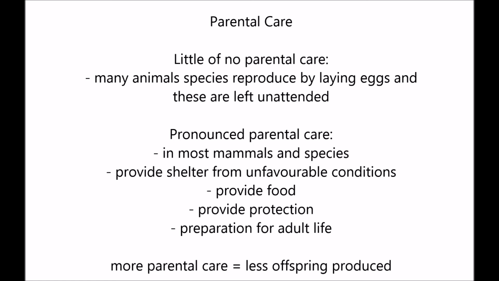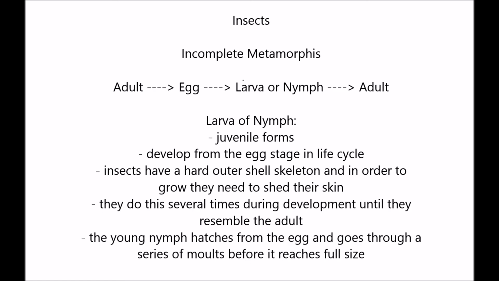Parental care provides shelter from unfavourable conditions, it provides protection, it provides feeding, and it often provides a preparation for adult life. The more parental care, the fewer offspring are produced.